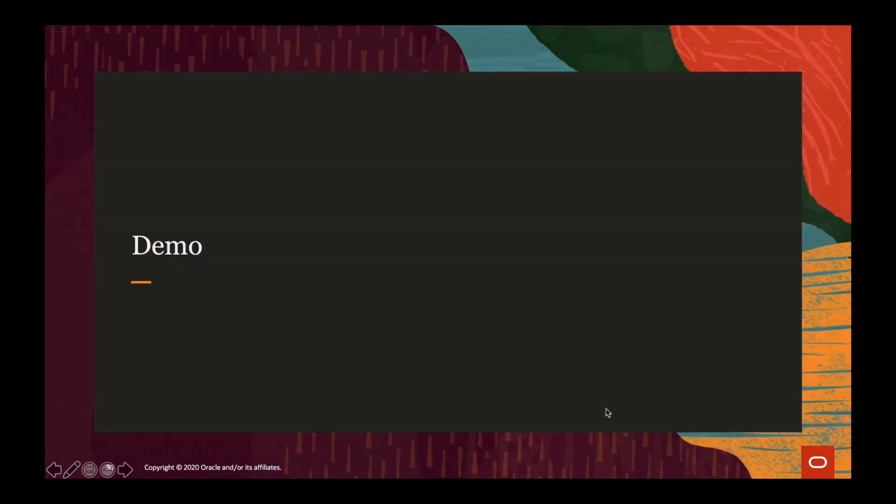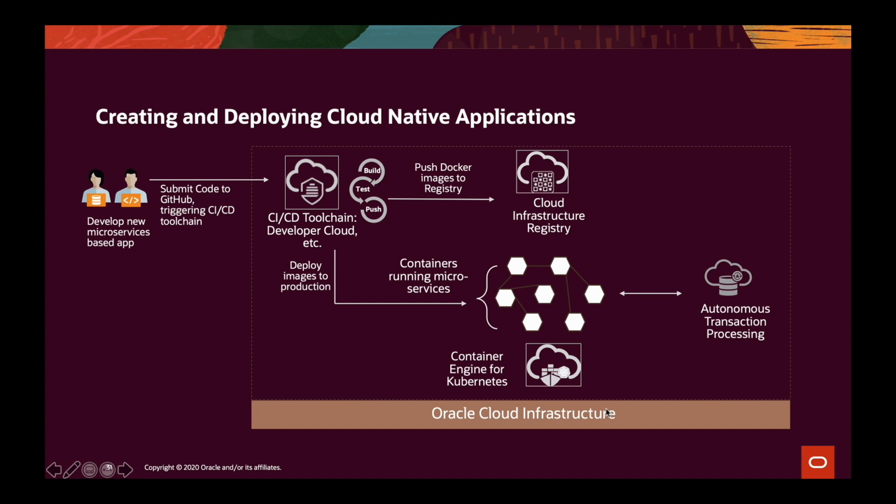So let me now show you a demo of building a cloud native application using Oracle Cloud Native Platform and Oracle Autonomous Transaction Processing Database. This slide shows you the high-level architecture of the demo that I'm about to show you. Before we see the demo, let's look at this architecture.